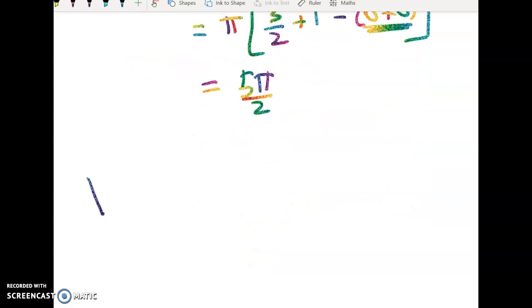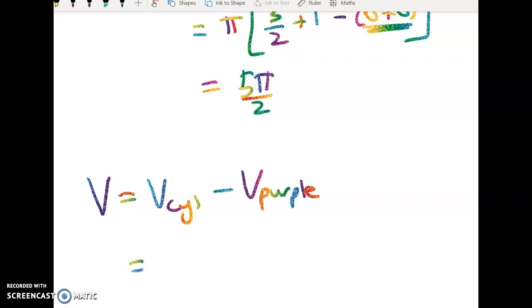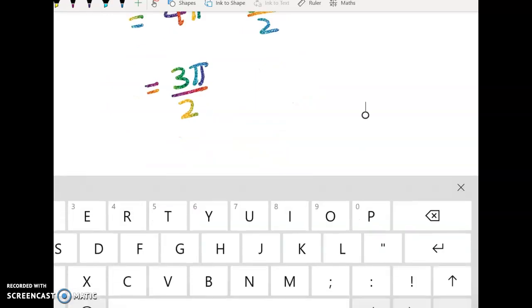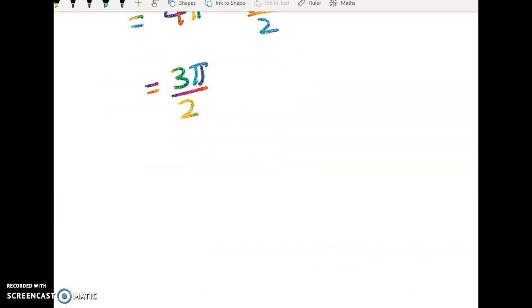So my total volume is equal to the cylinder volume minus the purple volume under that curve. So that's 4 pi minus 5 pi on 2, which is 3 pi on 2. Now the other way that you could do that, if you didn't like the cylinder method and you just want to apply the washer method, you'll see that you get exactly the same answer.